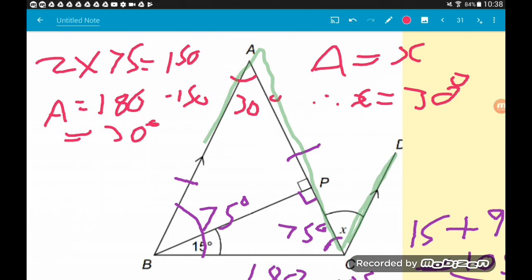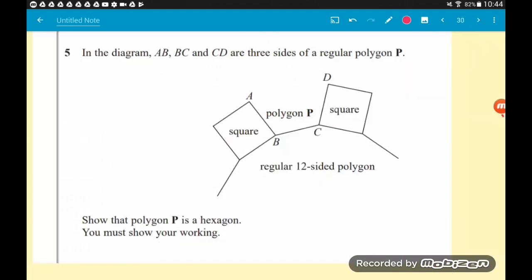Sorry if I've just baffled you there with that little 3-dot triangle. That's maths speak for therefore. So A equals X, therefore X equals 30 degrees, as we wanted to.